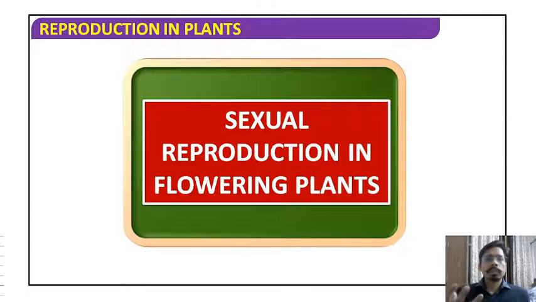First of all, what is the meaning of sexual reproduction? It is the process that involves two parents, the male and the female parent, and both of these parents are responsible for producing gametes, and these gametes fertilize with each other to produce a new organism.